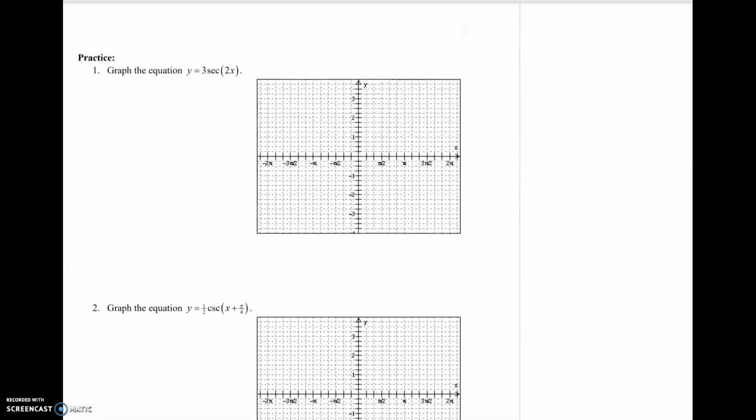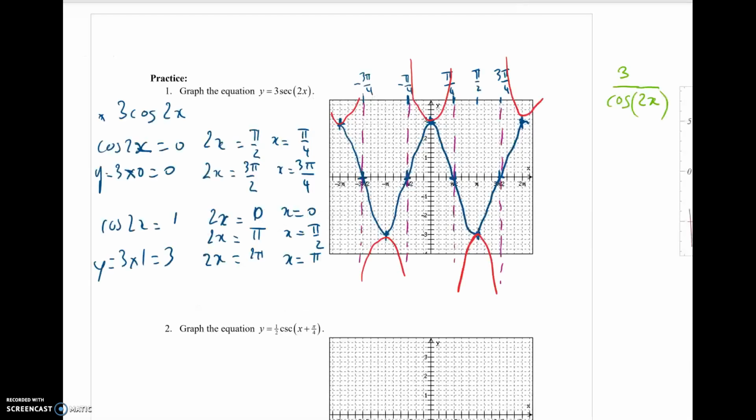And let's try to practice a little bit. So we have to graph 3 sec of 2x. So in this practice number 1, 3 sec 2x, same idea. First of all, let's imagine that we have 3 cosine 2x. Cosine 2x equal to 0. That gives you x equal pi over 4 or x equal 3 pi over 4, following the same methodology that we've used in this chapter 4.